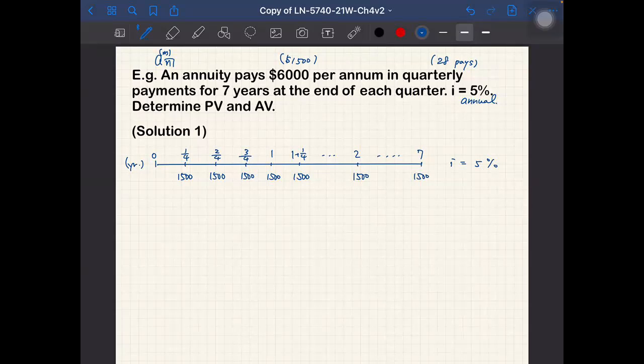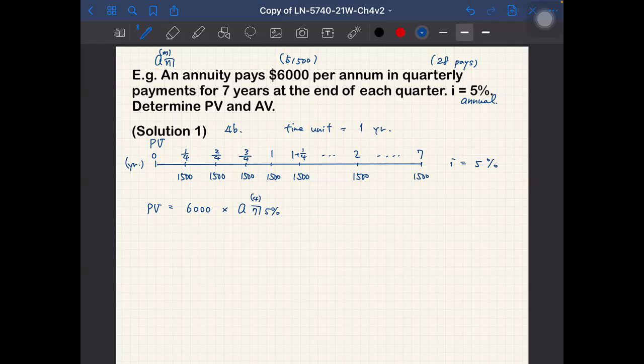For solution 1, we use the method from 4b, and for solution 2, we use the method from 4a. So first one, the time unit is 1 year, and we use the formula that we discussed in the previous videos. The present value is here: the $6,000 payments per year, and the payment is for 7 years but paid quarterly, so a right angle 7 superscript 4, and the interest rate is 5%.